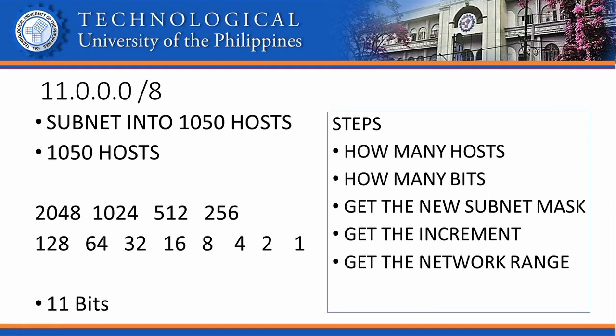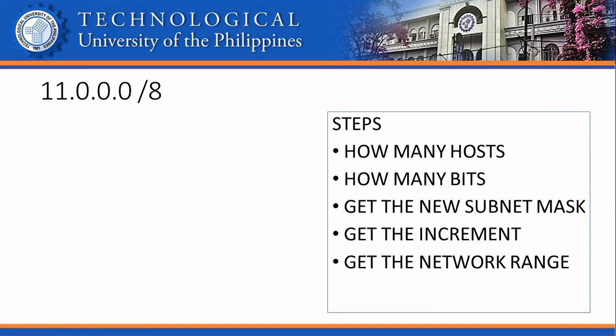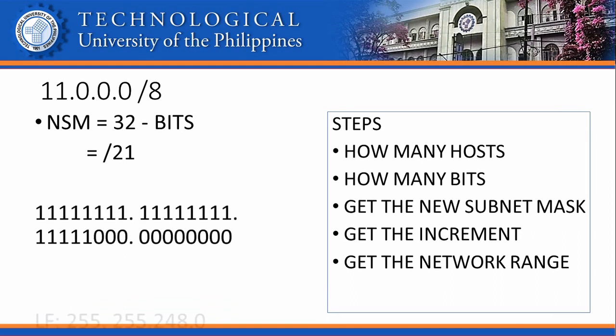So, for our third step, get the new subnet mask. For our new subnet mask, it is 32 minus bits. 32 minus 11 is equals to /21. And for our long format, it is converted to 255.255.248.0. Tandaan nyo ha, sa aling octet, meron tayong huling value? Sa third octet. Okay? So, dyan tayo mag-increment pag kinuha natin yung network range. But first, kunin muna natin yung increment natin.